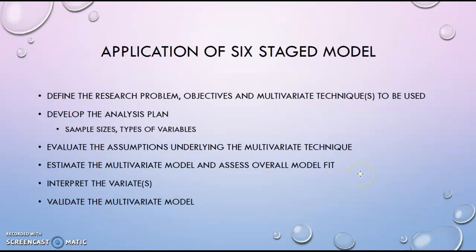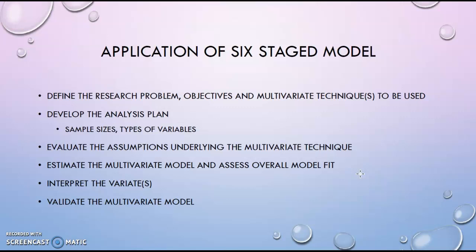Now, the application of the 6-stage model. The 6 steps are: define the research problem, objectives, and multivariate techniques to be used. The researcher outlined a research problem, and he also had 2 research objectives. Develop the analysis plan, looking at the sample sizes and types of variables. The sample size was adequate with 366 respondents, and there were 6 variables to assess.